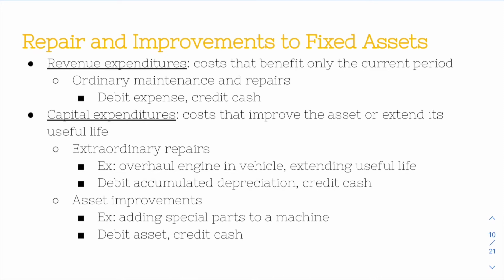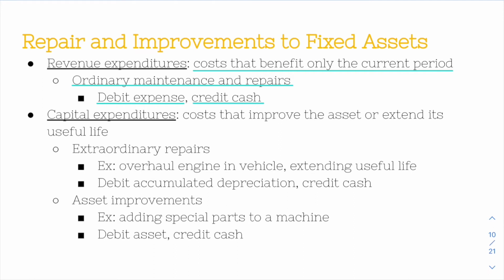The first is called revenue expenditures. So these are costs that benefit only the current period. So those would be things like ordinary maintenance and repairs. So getting the oil changed for a truck or a car or something like that. That does benefit and that does improve the fixed asset, but only for the current period. It's not any sort of new addition. It's not an extraordinary repair. It's not a real improvement. So when we have revenue expenditures, we're just going to debit expense and credit cash. It's just a normal expense for us.